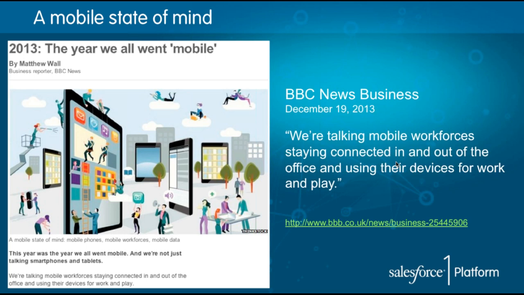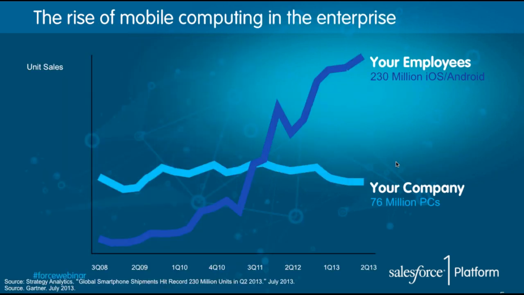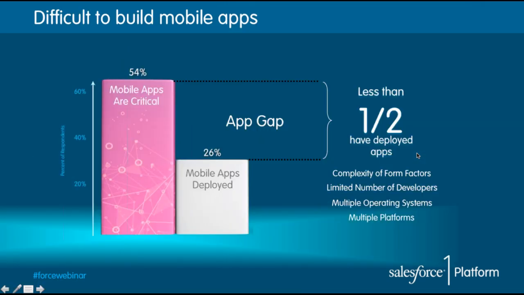I came across this article not too long ago on the BBC News website, and it really sort of struck a chord with me, and it basically said that 2013 was the year that we all went really mobile, and they weren't just talking about devices, they were really talking about more of a state of mind. One of the quotes that I really appreciated was, we're talking mobile workforces staying connected in and out of the office and using their devices for work and play. The line between what we use our phones for and our tablets and other mobile devices is really blurring now.